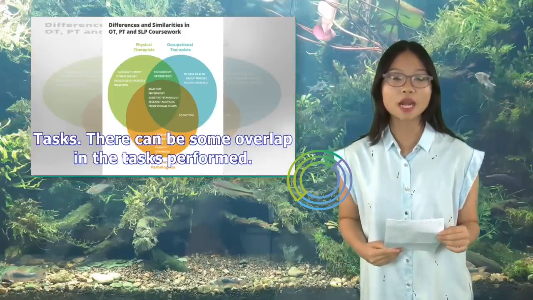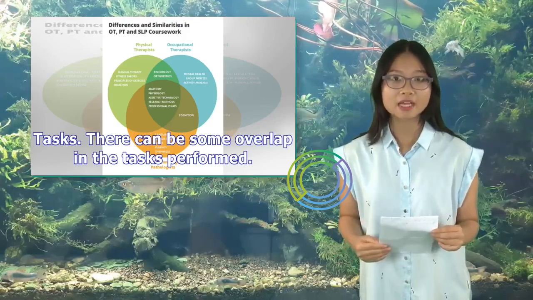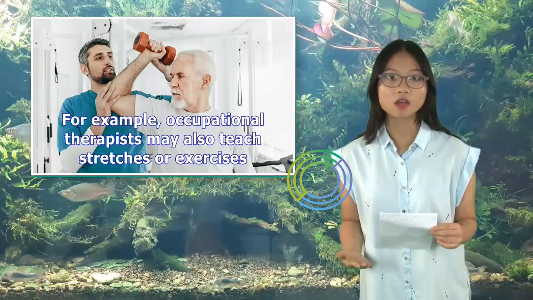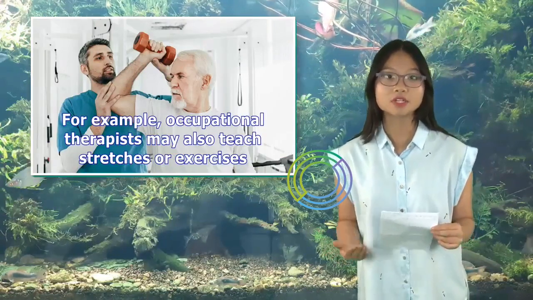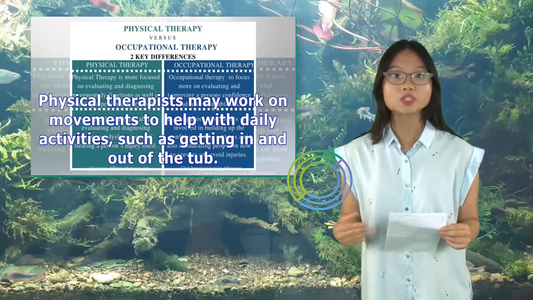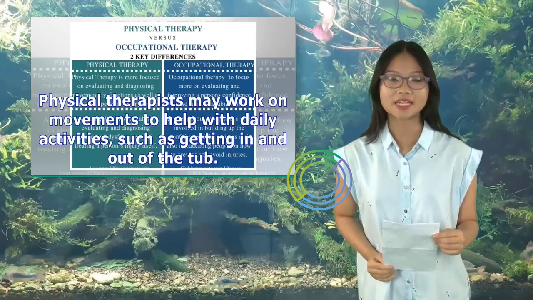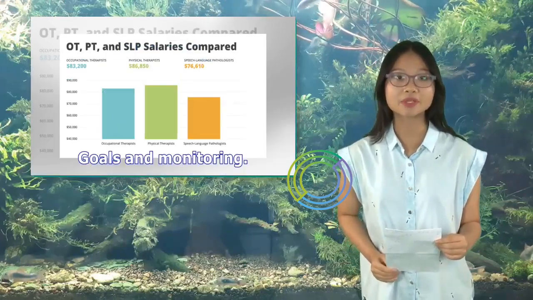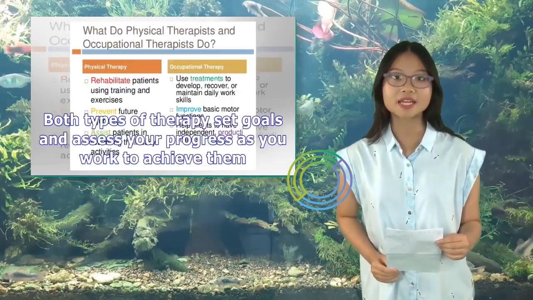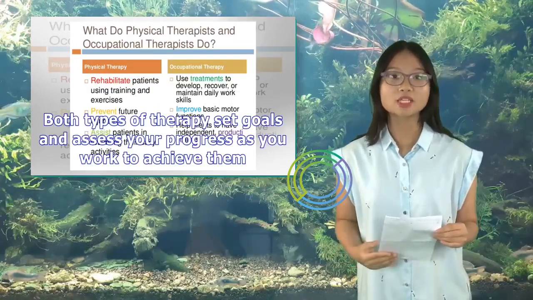Tasks. There can be some overlap in the tasks performed. For example, occupational therapists may also teach stretches or exercises. Physical therapists may work on movements to help with daily activities, such as getting in and out of the tub. Goals and monitoring. Both types of therapy set goals and assess your progress as you work to achieve them.